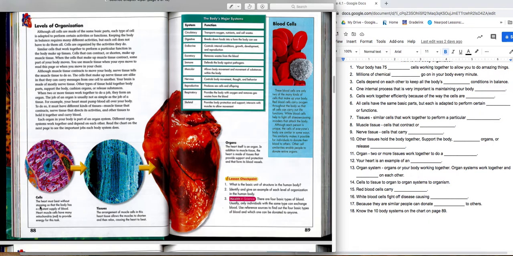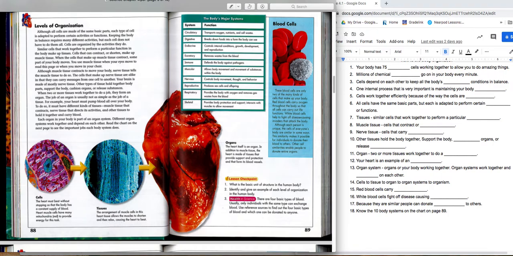So here's what they did over here. They said the heart must beat without stopping so that the body has a constant supply of blood. Heart muscle cells have many mitochondria. That's what is pictured in the red here. That's the mitochondria in that cell to provide energy for the task. So here's your cell. Now we put those cells together and it says the arrangement of muscle cells in this heart tissue allows the muscle to shorten and then relax, causing the heart to beat.